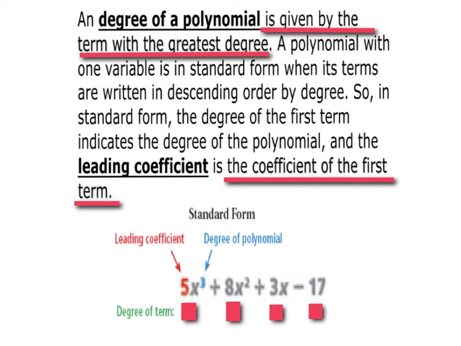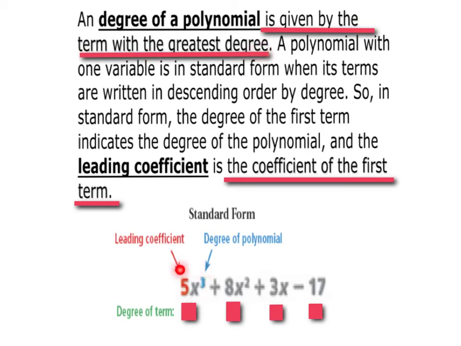Next, we're going to take a look at the degree of a polynomial. So first of all, find the degree of each term. And then after you find the degree of each term, you're going to put it in descending order. Okay, so here's your definition. The degree of a polynomial is given by the term with the greatest degree. Now, let's go down here and see what that means.